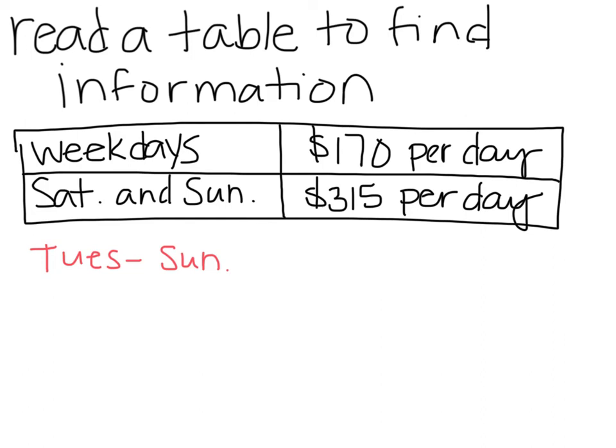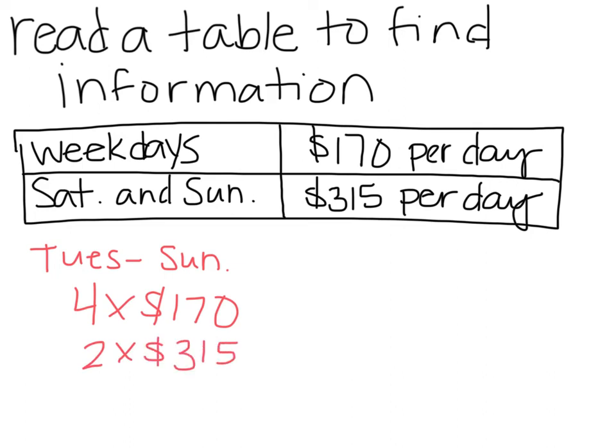Jensen works. So if she works Tuesday through Saturday, she works 4 weekdays: Tuesday, Wednesday, Thursday, and Friday. So she works 4 days for which she's paid $170. She also works Saturday and Sunday, so she works 2 weekend days for which she's paid $315 per day. Now, to calculate her wages, we simply complete these multiplication problems and add the two results together.